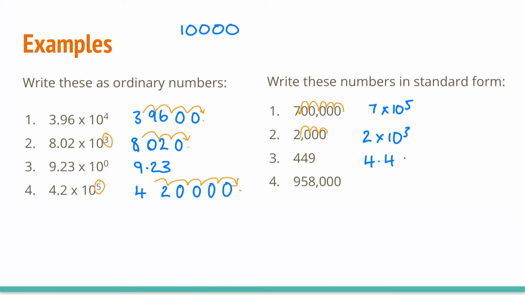This one is 4.49 because it has to be a number between 1 and 10. So it needs to be 4.49. It can't be 44.9 or 449. So I'm moving my decimal place once, twice to get it to the place that I've now written it as. So it's times 10 to the power of 2.